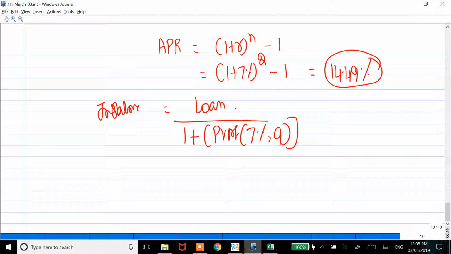Balance installment is an annuity. In fact, the formula is 1 plus PVAF in bracket R comma n minus 1. So earlier n was 5, n minus 1 is 4. Now n is 10, n minus 1 is 9.